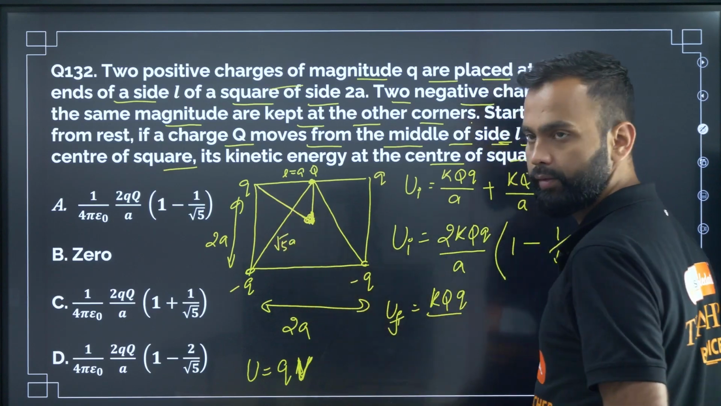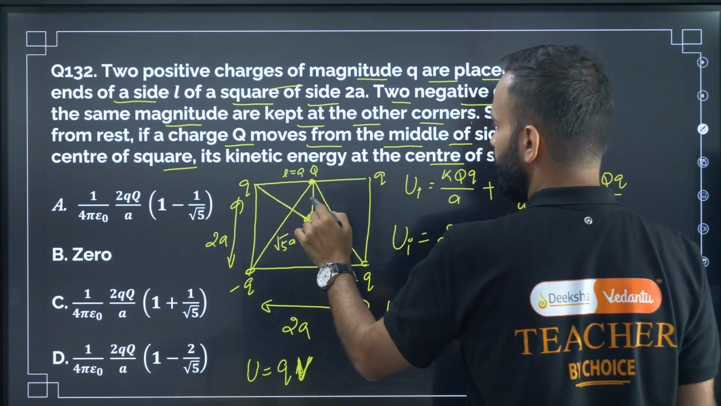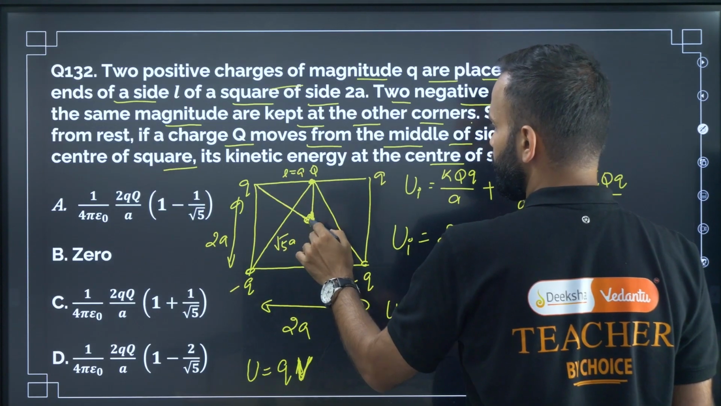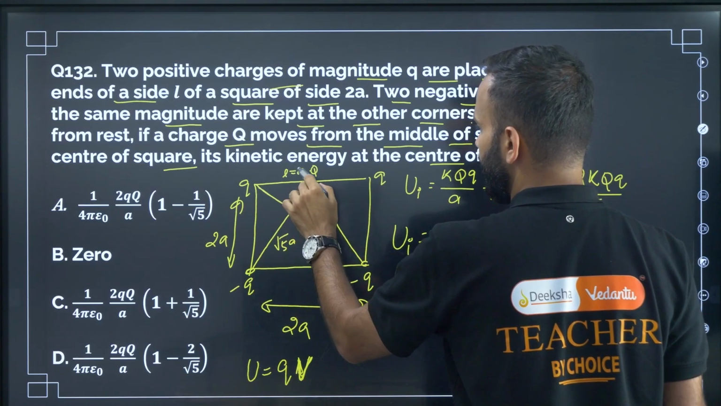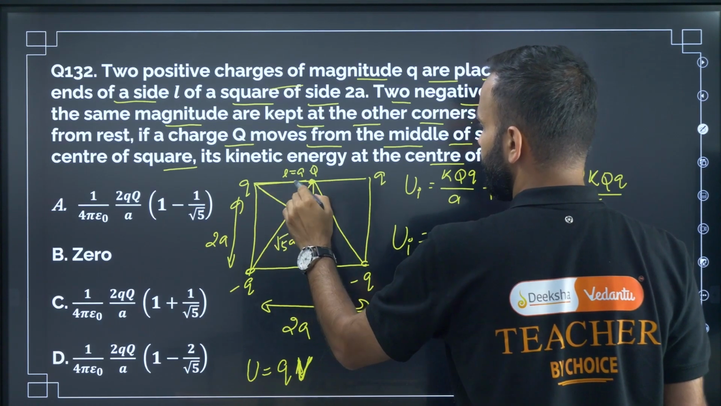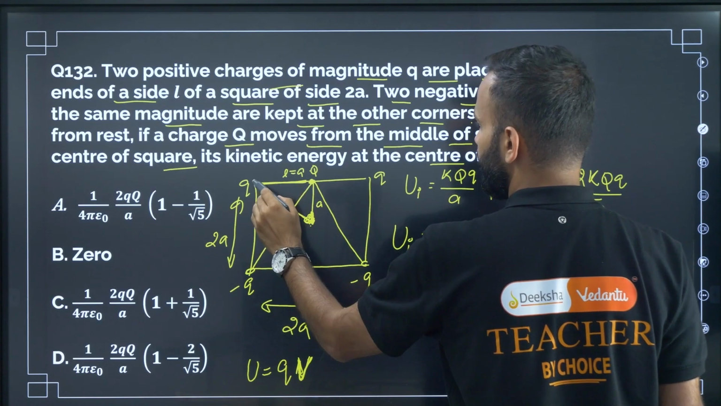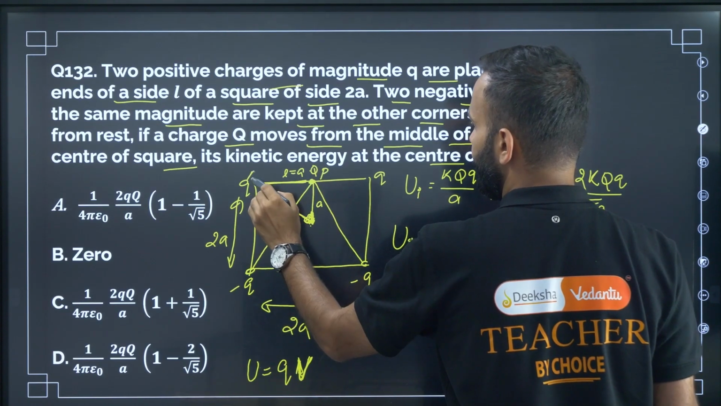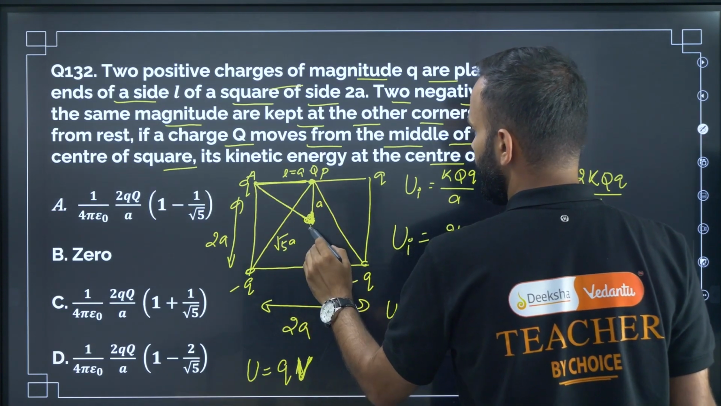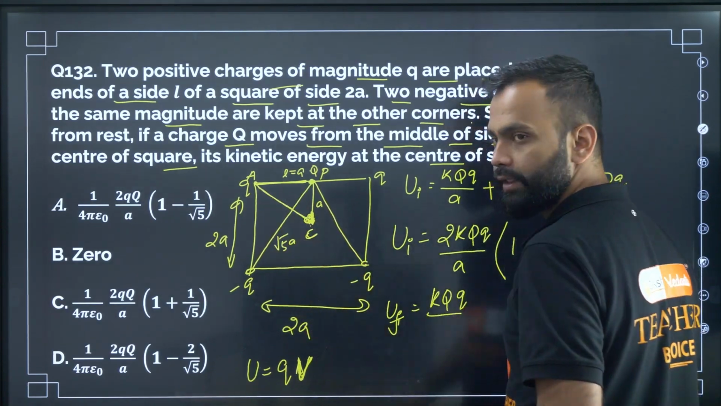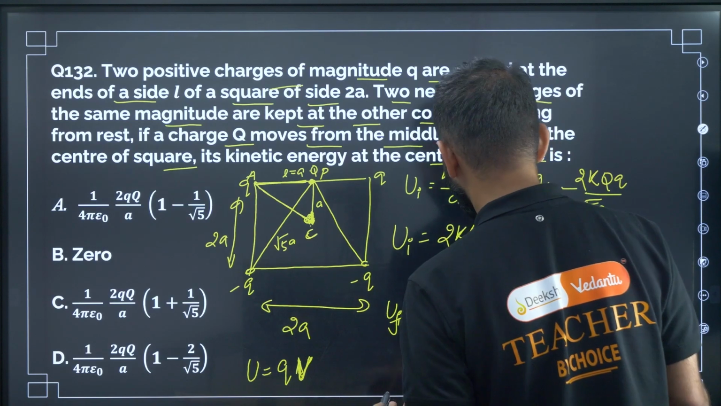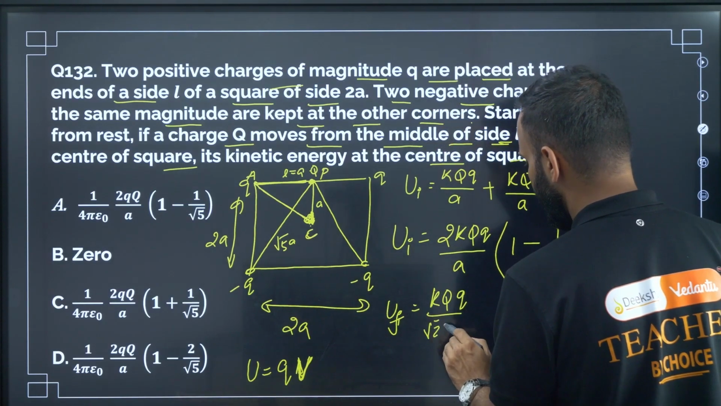This distance, this is a, right? This is a. So what about this one? This will also be a, right? So if this is a, let's say this is point P and this is A. AP is a, right? This is C. PC is also a, right? So what is the value of AC? AC is root 2 a. So this will be root 2 a.